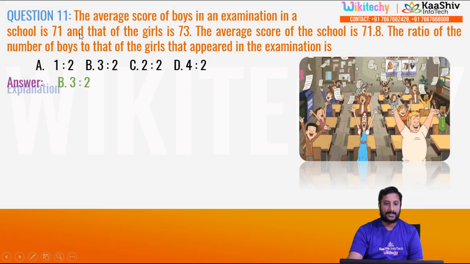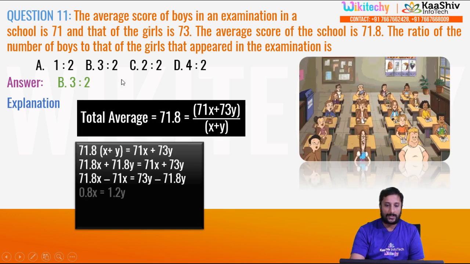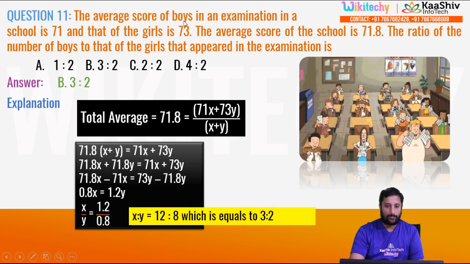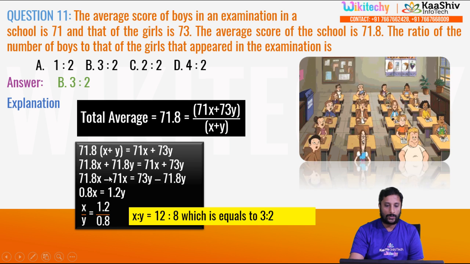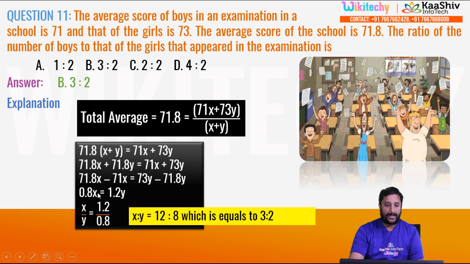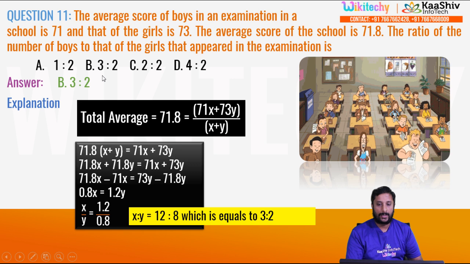Okay, so the total average is equal to 71 as the average of boys times x, plus the average of girls 73 times y, divided by the total number of students. I got the value 71.8. Solving this equation, you will be getting 0.8x is equal to 1.2y. So x divided by y is equal to 1.2 divided by 0.8. It indicates 12:8, which is nothing but 3:2 as the ratio. If there are 3 boys, there will be 2 girls. So that's the ratio of the number of boys to girls.